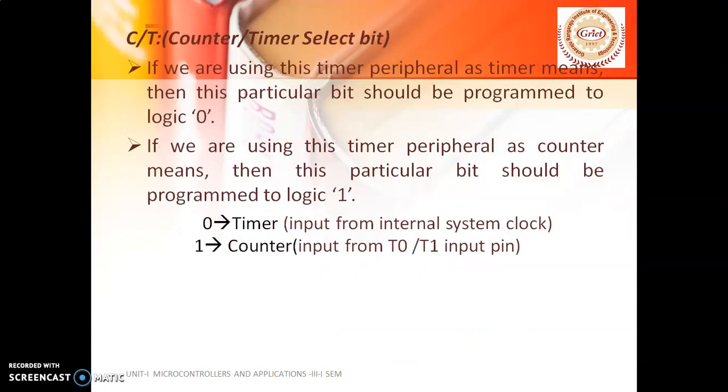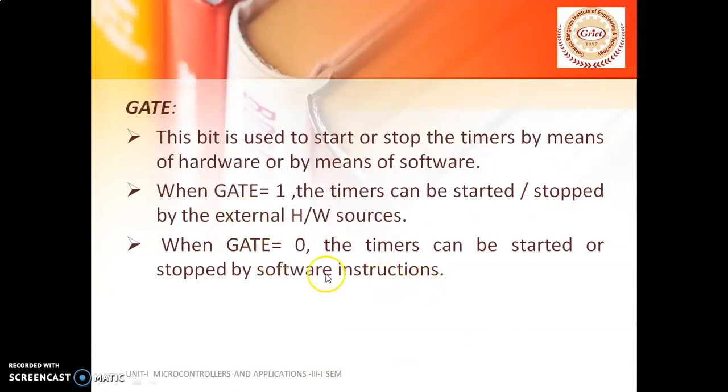This is about the gate bit. We can control the operation of the timer with the help of the gate bit, by programming it to 0 and by programming it to 1. If you give it as 0, with the help of software instructions we are controlling the operation of the timer. If you give the gate bit as 1, we are controlling the operation of the timer with the help of hardware. Hardware, in the sense, it is generating some interrupt signals through the T0 and T1 pins. Once it gets a signal from that external hardware source, only then does the timer start working.